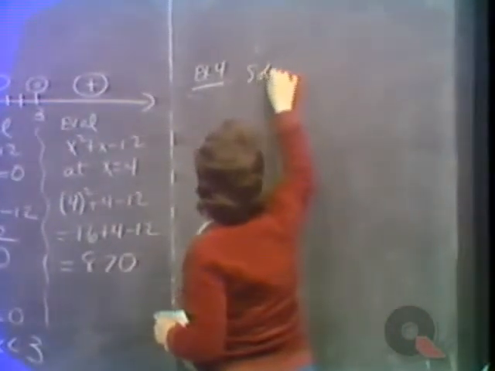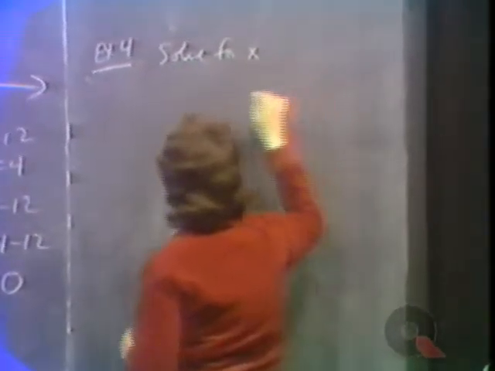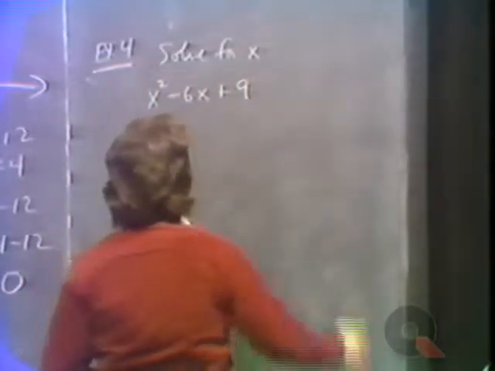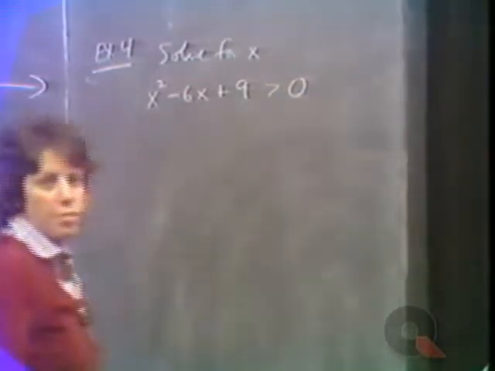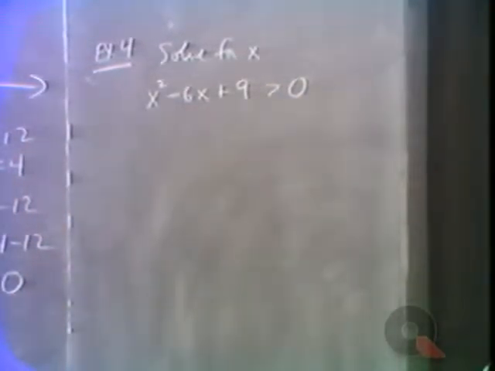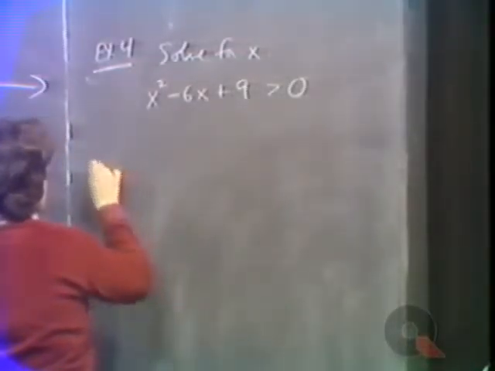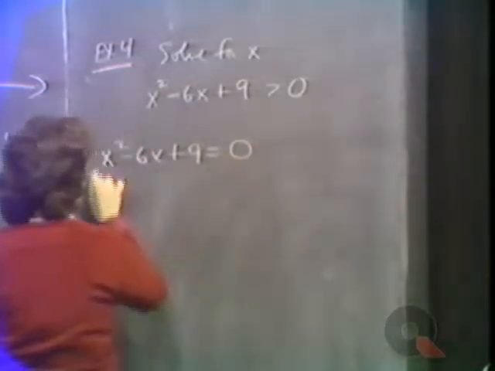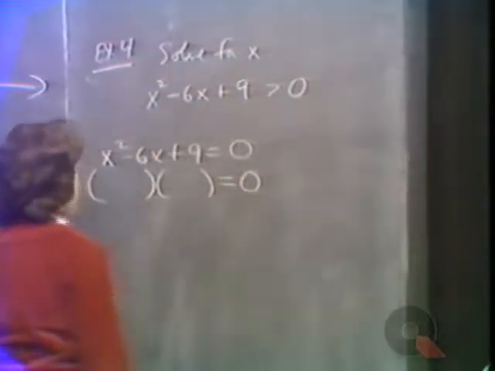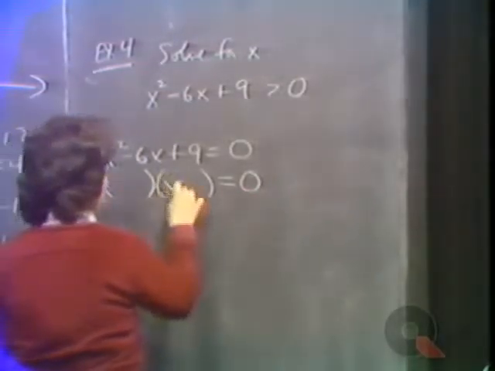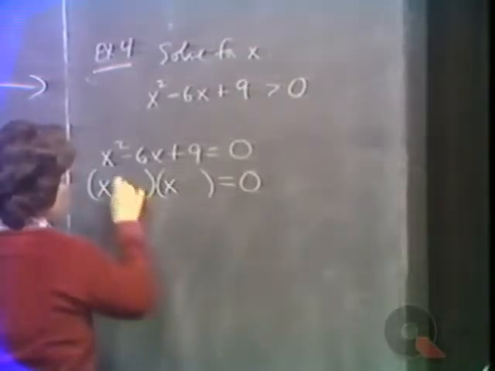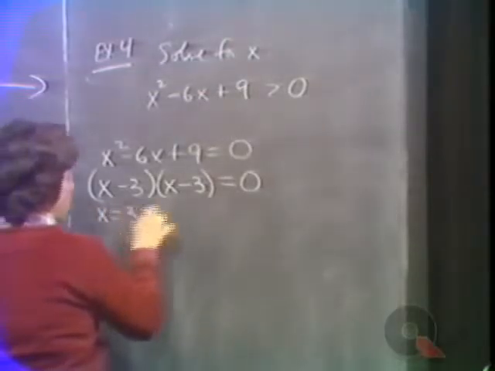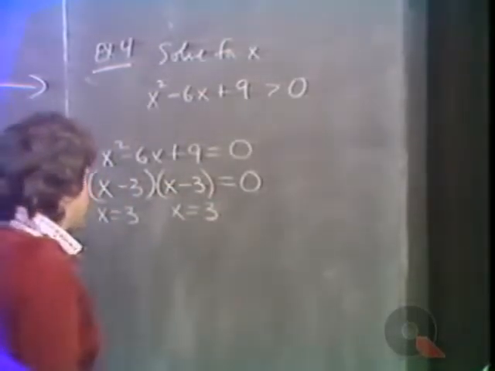Example 4. Solve for x. x squared minus 6x plus 9 is greater than 0. Okay, our usual procedure. We want to know when is it equal to 0. So we say x squared minus 6x plus 9 equals 0. And this factors: two numbers which multiply to plus 9 and add to minus 6. They are minus 3 and minus 3. And this gives us x equals 3 as the only solution.